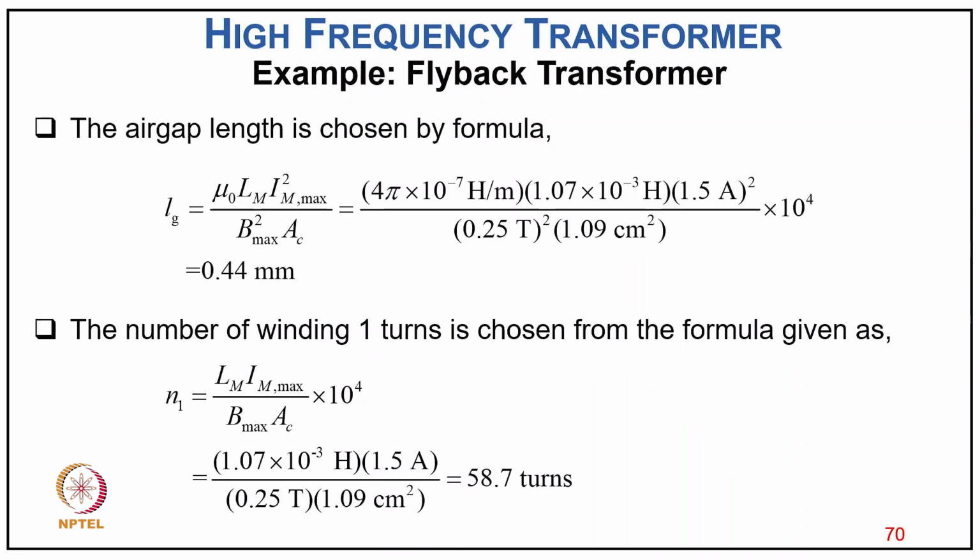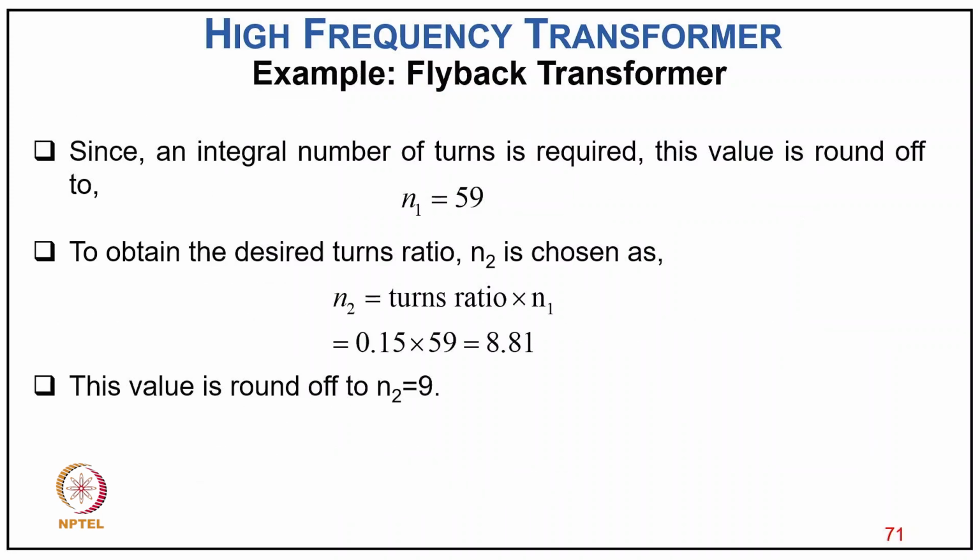And the air gap is chosen by the formula lg equal to mu Lm Im squared by Bm Ac. Putting the value it comes 0.44 millimeter, and the number of winding turns is chosen from the formula N1 equal to Lm Im upon Bm Ac into 10 power minus 4. Putting the value it comes 58.7 turns. Since integer turns are required, this value is rounded up to N1 equal to 59, and to obtain the desired turns, N2 is chosen as turns ratio into N1, it comes 8.81. So now this value is rounded up to N2 equal to 9.